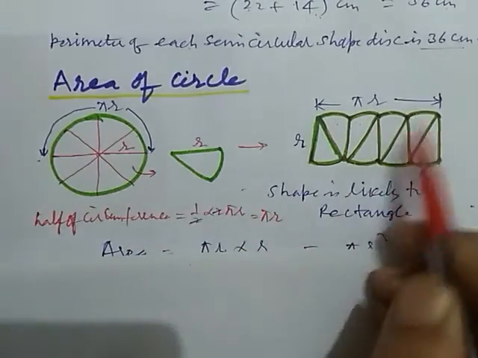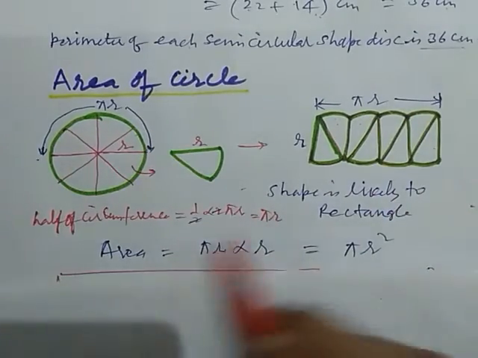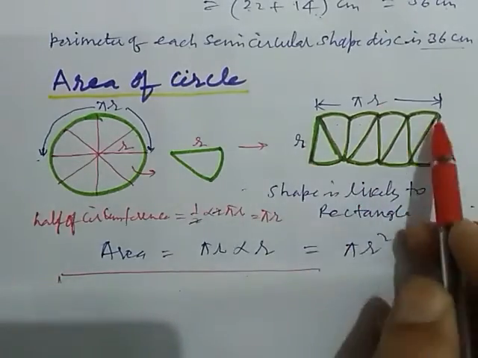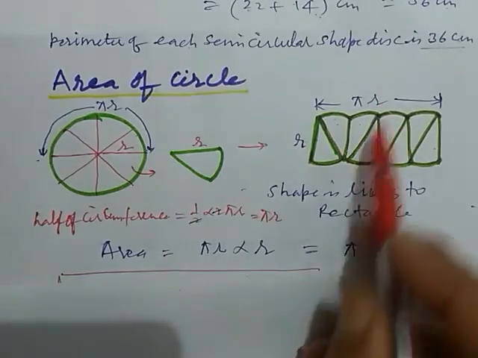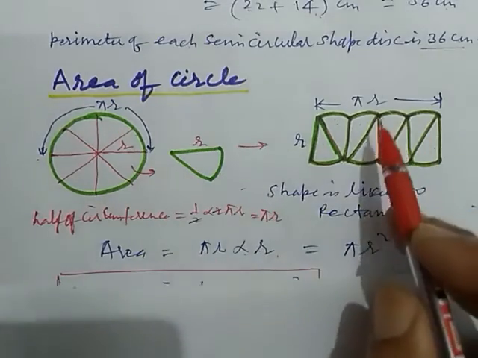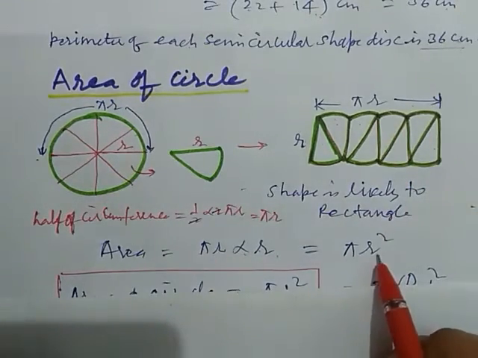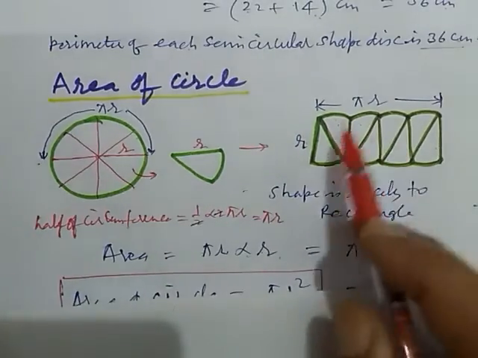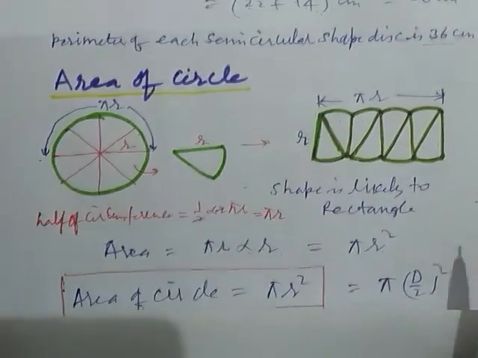So this is pi r. Area is length into breadth, because this looks like a rectangle. So pi r is the length, r is the breadth. So pi r into r. So the area of a circle is pi r square. This is the way the area of a circle comes.